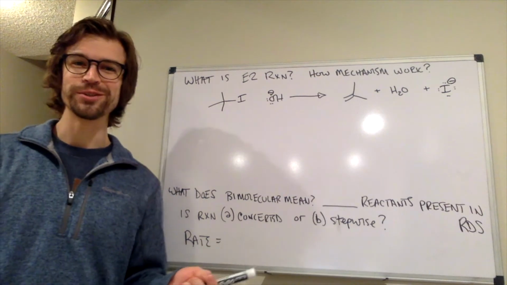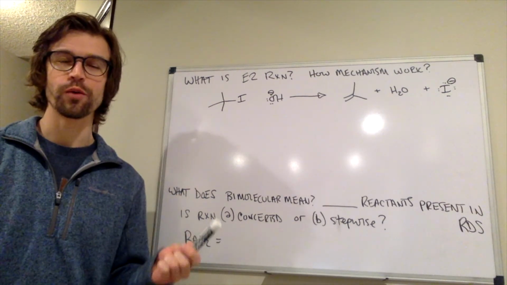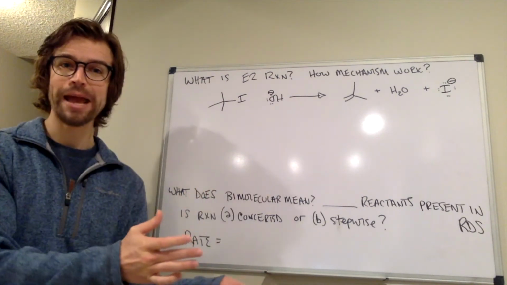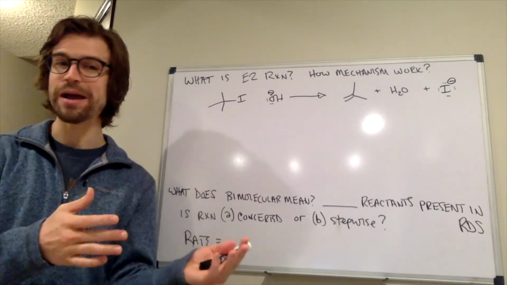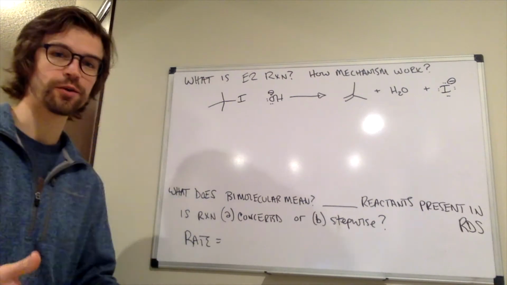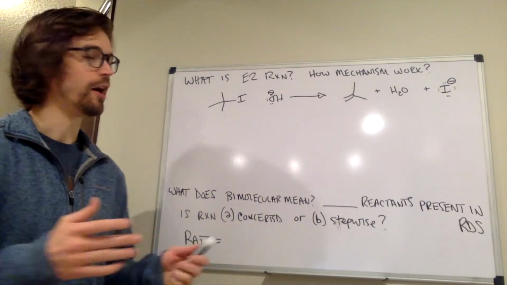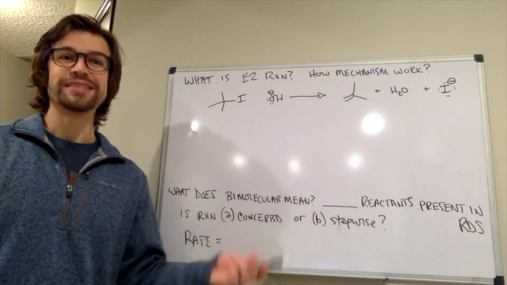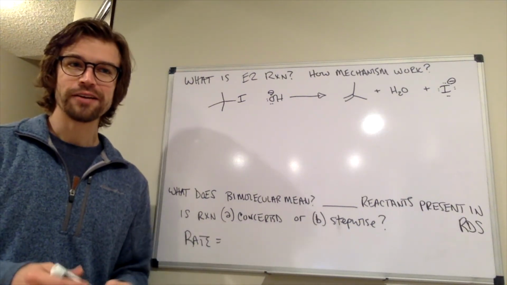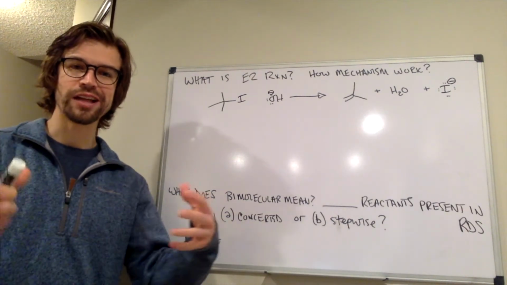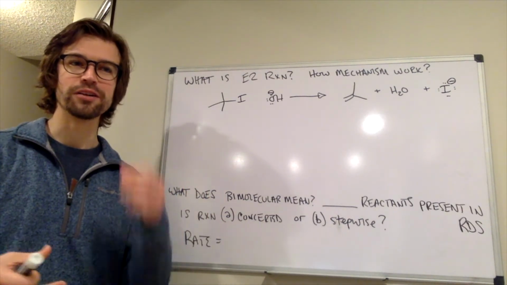Just like the substitution chapter, this chapter we're going to be putting things into an E2 basket and an E1 basket. So what does the E mean? What does the 2 mean? The other nice thing about this chapter is that if you understand chapter 7, the substitution chapter, this should almost be redundant.